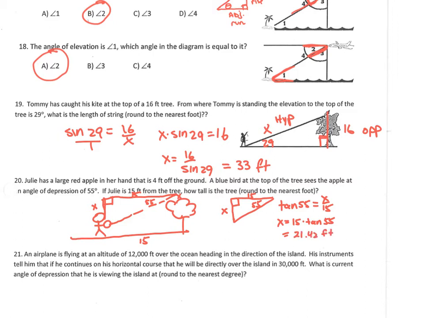But we also have that this apple is 4 feet off of the ground right there. So we have to add 4 feet to it, and we'll get 25.42 feet is the actual whole height of the tree. So the whole height is the 4 feet from Julie's hand plus the 21.42.